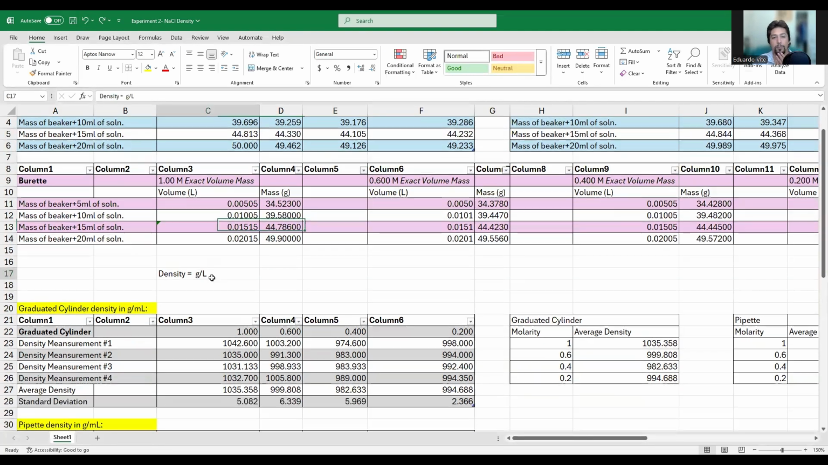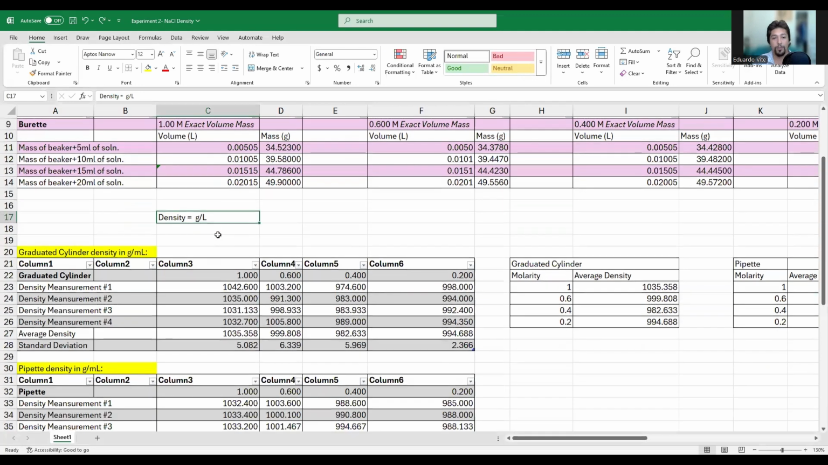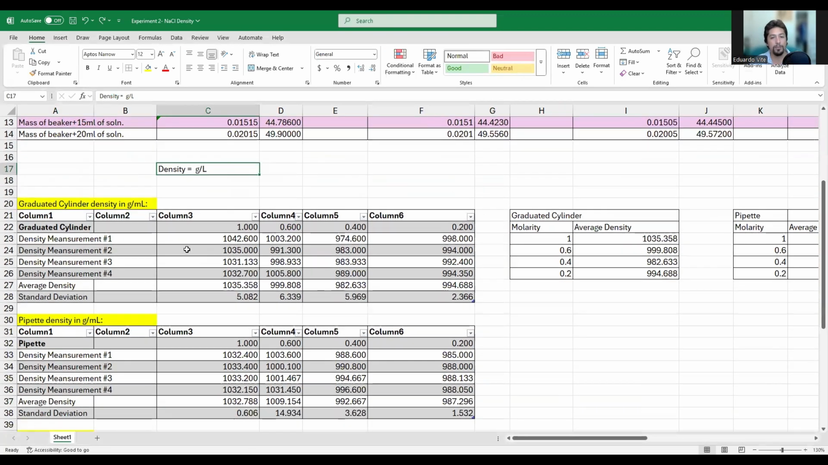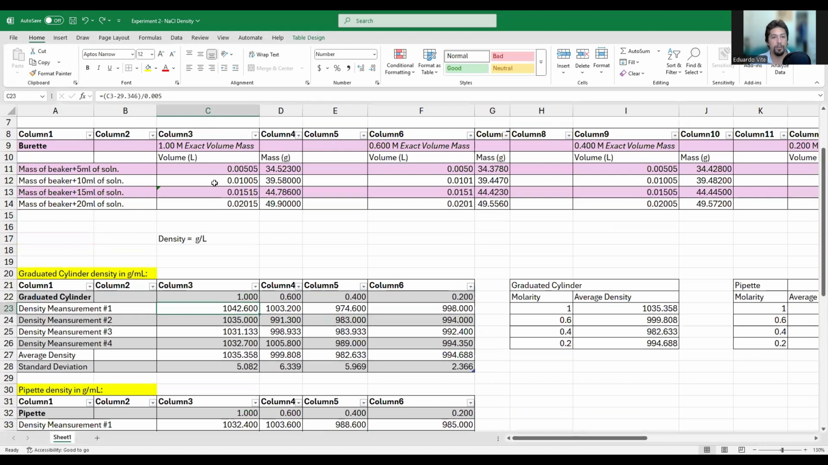Alrighty. So density calculations are very straightforward. It's mass divided by volume. This is something we've learned as far back as even eighth grade, I would imagine. So for the graduated cylinder, you're going to get your mass of each one, density measurement number one, number two, number three, number four. Remember, you did 5, 10, 15, 20 mils. So that's four measurements.